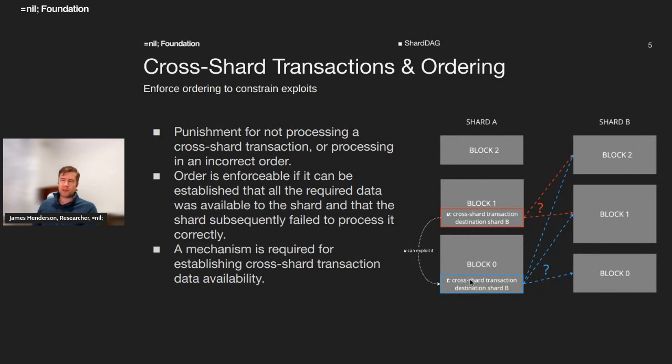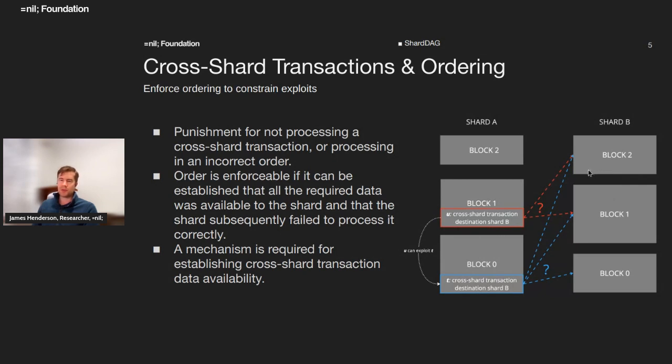So in a naive sharded system, in which you don't have any rules around the order in which cross-shard transactions must be processed, you could have a situation where the blue cross-shard transaction at the bottom could be included in any one of the blocks on the right-hand side in shard B, and perhaps the red one could be included in the top two blocks, block 1 or block 2.